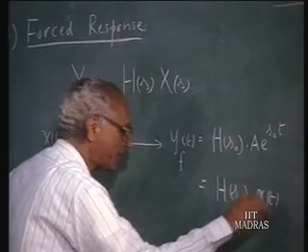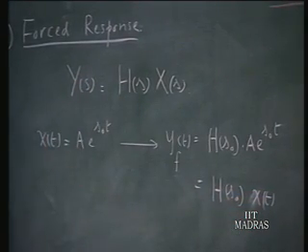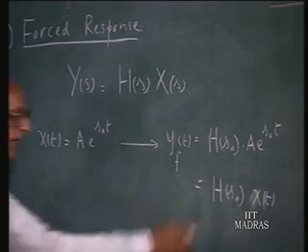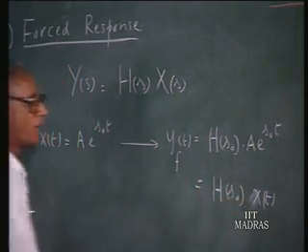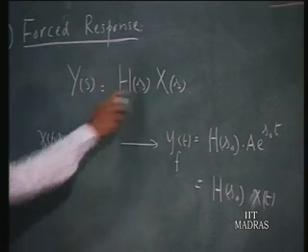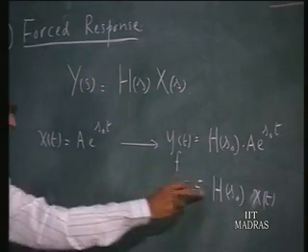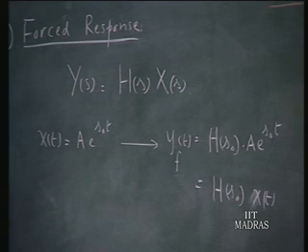So whenever x of t is an exponential signal with a complex frequency s naught, the forced response is obtained merely by multiplying x of t by H of s evaluated at that complex frequency. In H of s, you substitute s naught for s, and that is what you get. This is something which we have already discussed. Let us see how it arises.